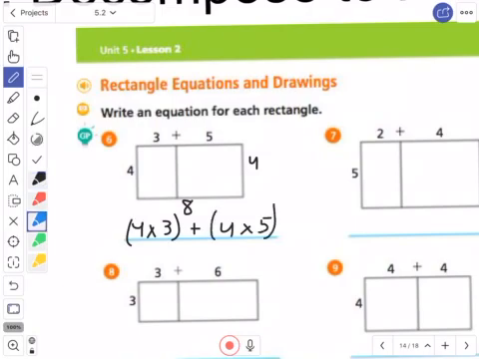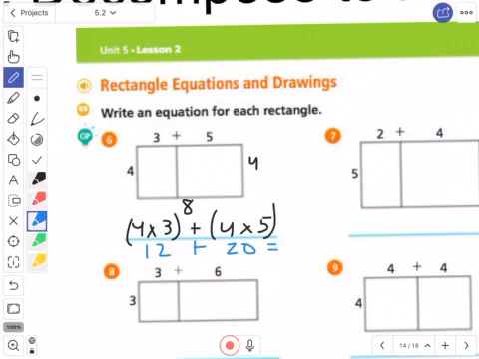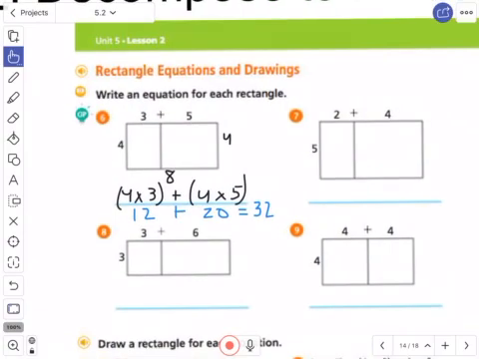And then underneath it, I'm going to just write what those equal. 4 times 3 is 12, plus 4 times 5 is 20. And I can do that in my head, just because 1 ten plus 2 tens is 3 tens, so 30. And then 2 plus 0 is 2, so 32. So 12 plus 20 is 32. That's how you're going to do that for all these problems.